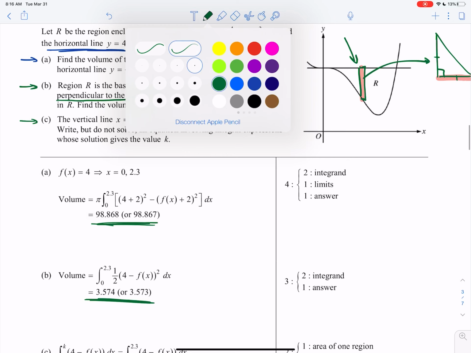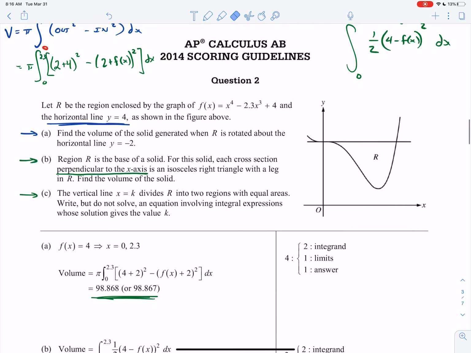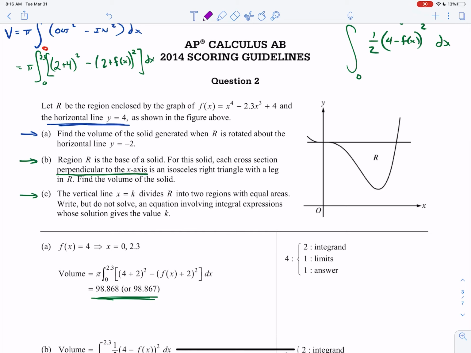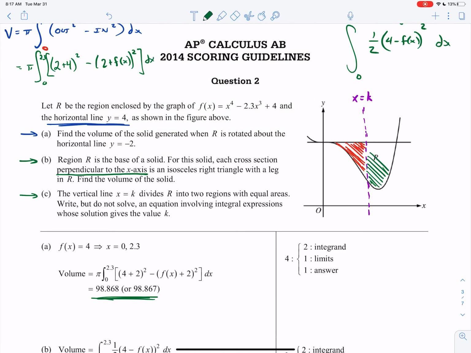Okay, here's the last one. Part C. Here we have this vertical line. We don't know necessarily where, but it divides the region into two equal areas. So I don't necessarily know where that is, but I do know that that red region and this green region have equal area.